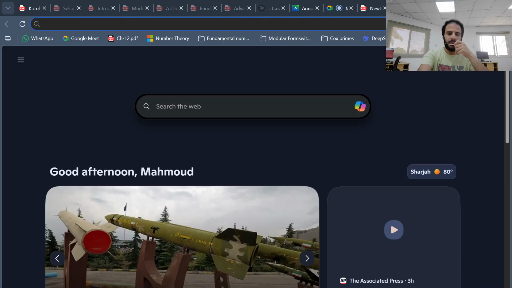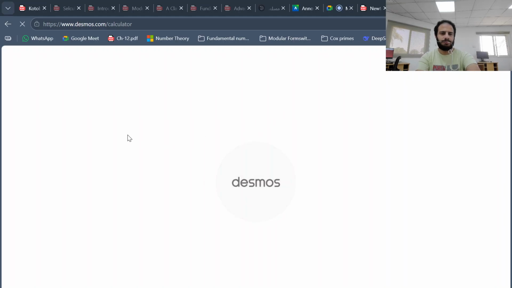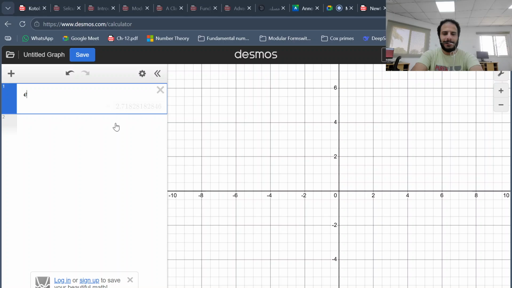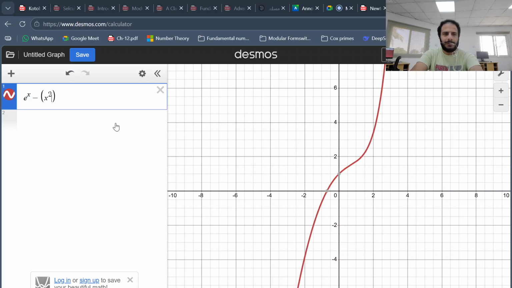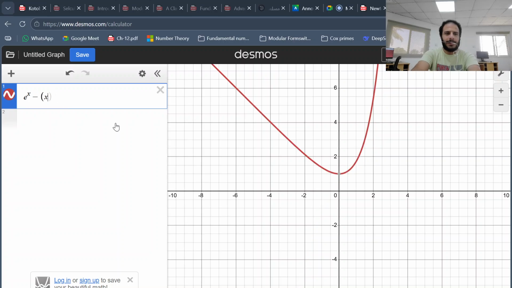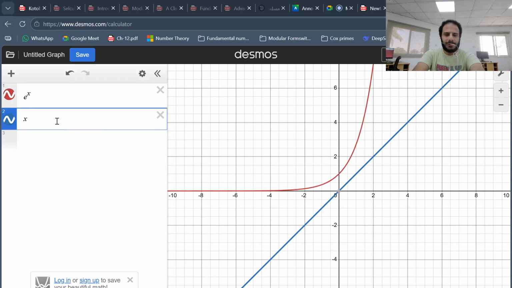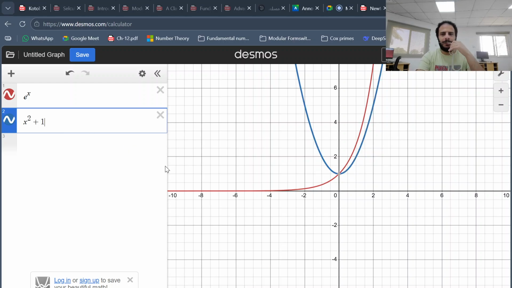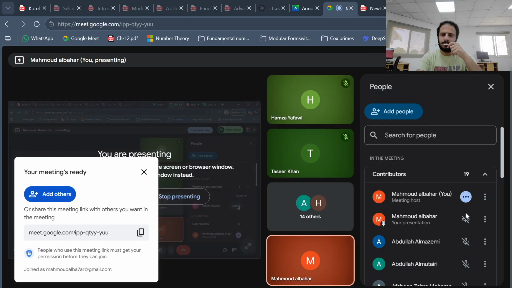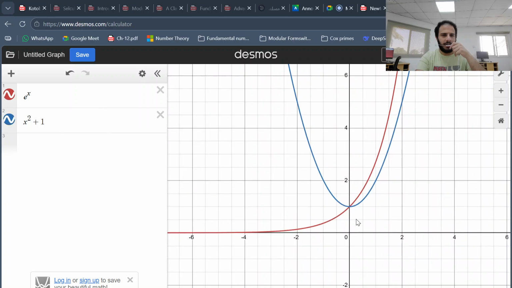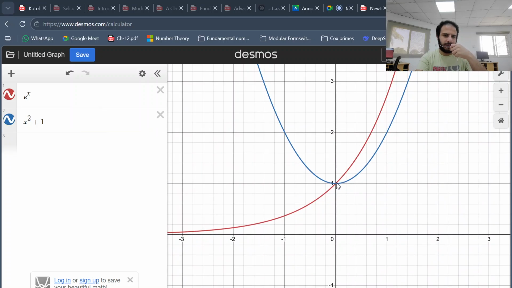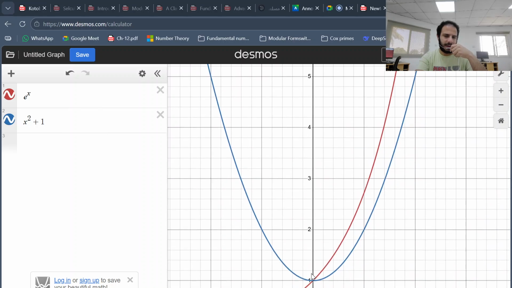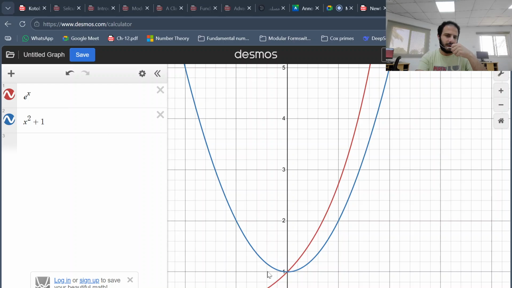For example, you can use the graph. Graph e to x, then x squared plus 1. So here, see, you can solve the equation using the graph. For example, you have solution 0, 1, right? I mean x equals 0. You don't have another solution. So sometimes you can solve equations using the graph.